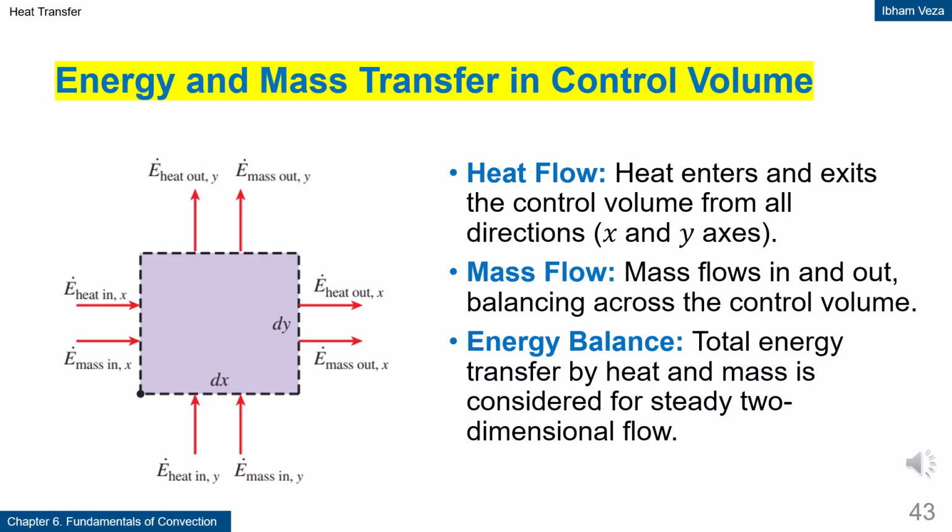The mass flow must satisfy mass conservation under steady conditions. Heat flow must also be considered in both the x and y directions. By writing the energy balance, the energy equation for the thermal boundary layer is obtained. This equation links the velocity field with the temperature field.